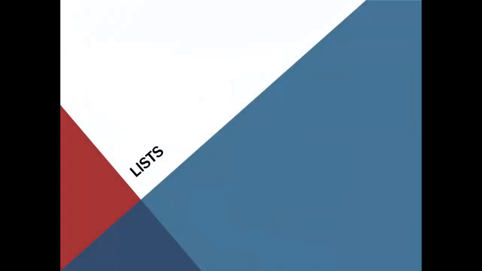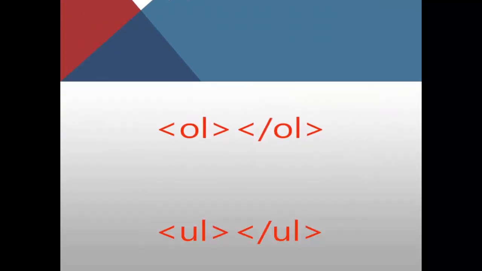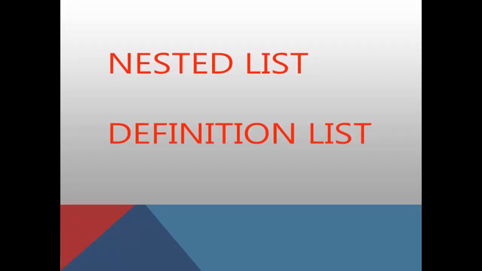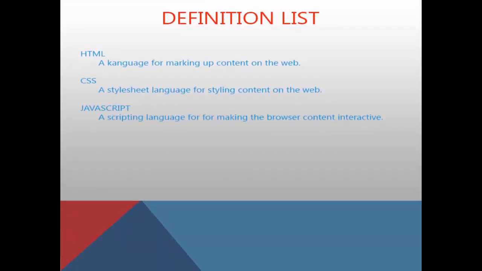In part 1 of HTML, we studied two kinds of lists: ordered list and unordered list. Now it's the time to discuss the nested and definition list. First, the definition list. The definition list consists of series of terms and their definitions.